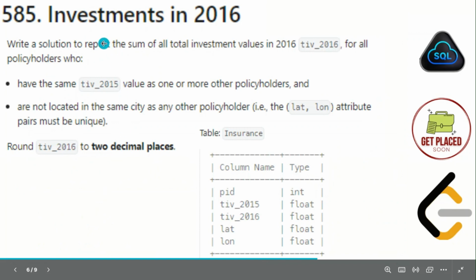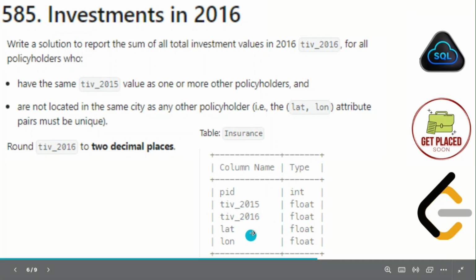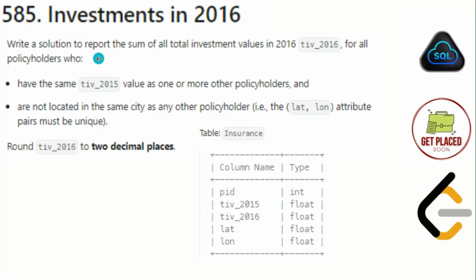So in this problem, Leetcode problem number 585, Investments in 2016, we have only one table that is given, that is the insurance table. It has columns like policy ID, which is a unique primary column of the table. It has columns like total investment value in 2015, total investment value made in 2016, and the latitude and longitude, which is basically the location at which this insurance policy has been made. Now we are supposed to write a solution to return the sum of total investment values that happened in 2016.